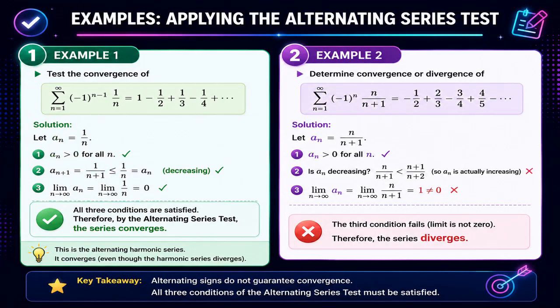Our key takeaway here is very important. Alternating signs alone do not guarantee convergence. You must satisfy all three rules.